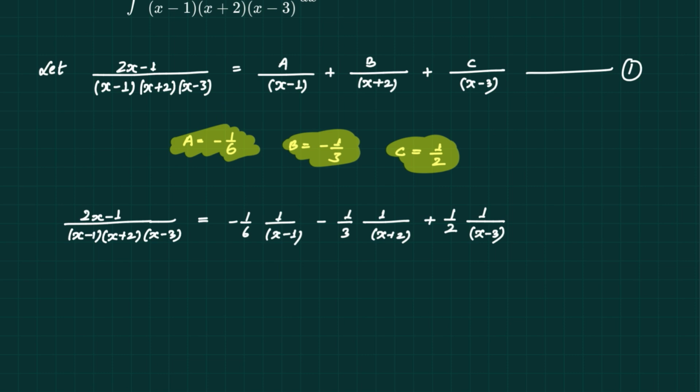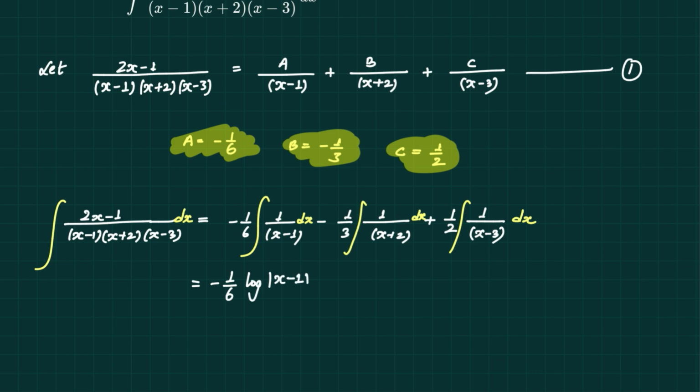Now since we have to integrate the given function with respect to x, to integrate this means to integrate the 3 terms with respect to x. So this equals minus 1 by 6, integration of 1 over x minus 1 will be log of (x minus 1), minus 1 by 3 into log of (x plus 2) plus half into log of (x minus 3), plus constant of integration.